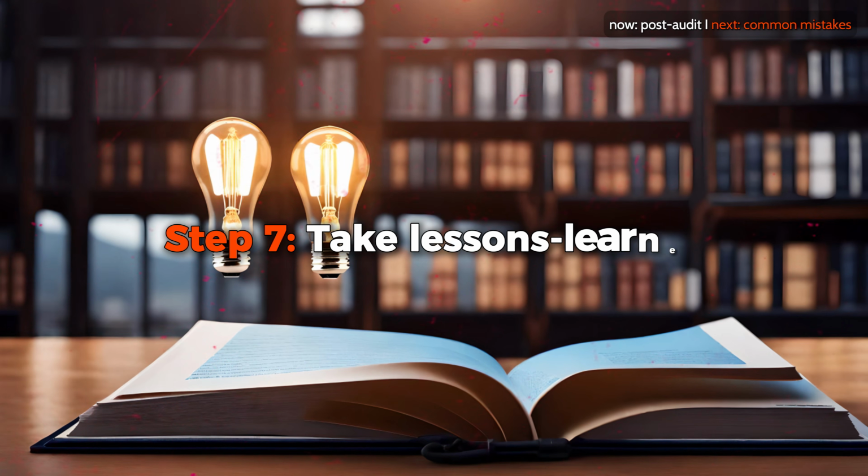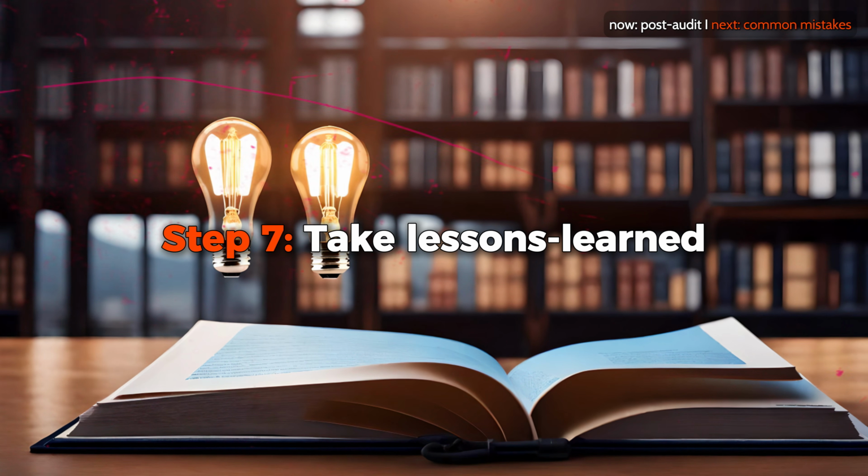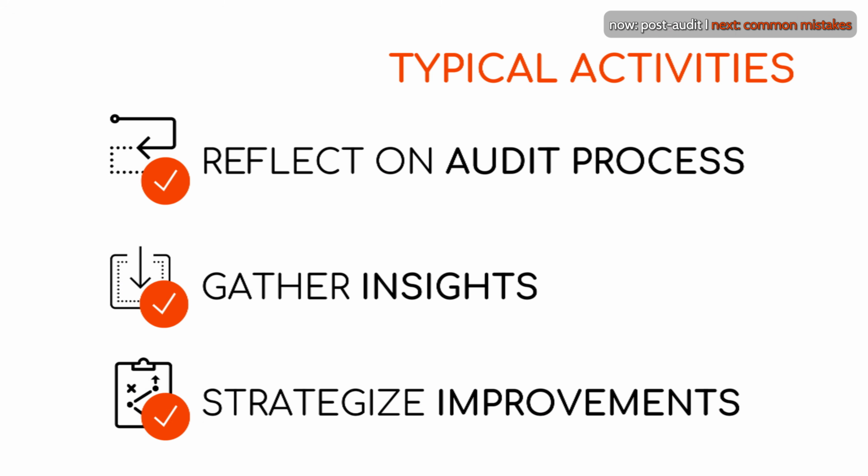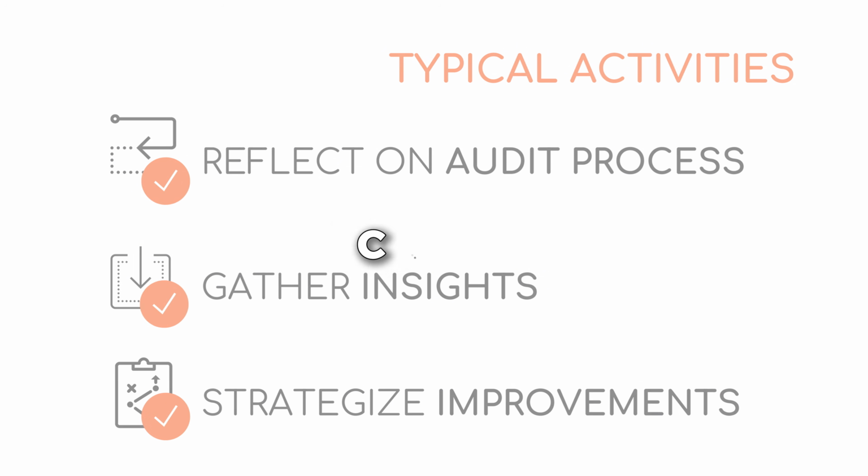Step 7. Take lessons learned. Use newfound wisdom to strategize for enhanced performance in future endeavors. Typical activities: reflect on the audit process, gather insights, and strategize improvements for future audits. Continuous learning and refinement ensure an evolving and effective audit approach. And there you have it.